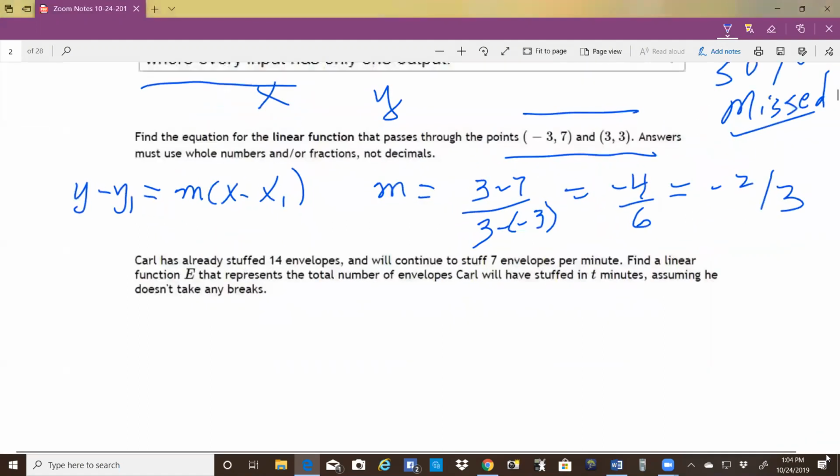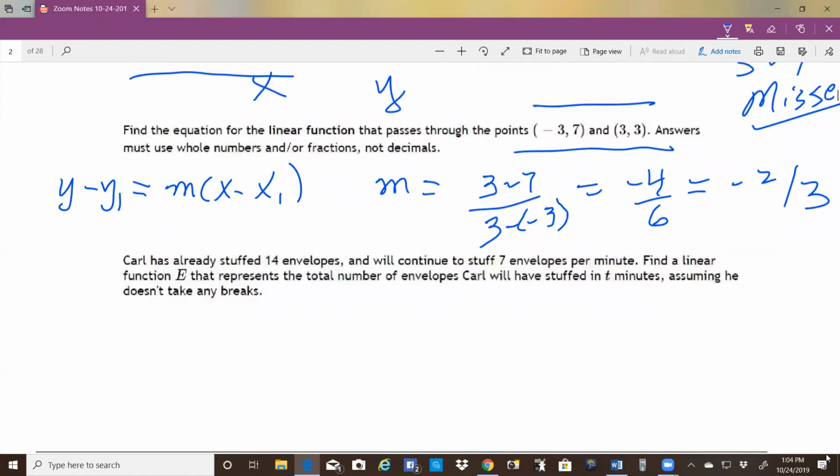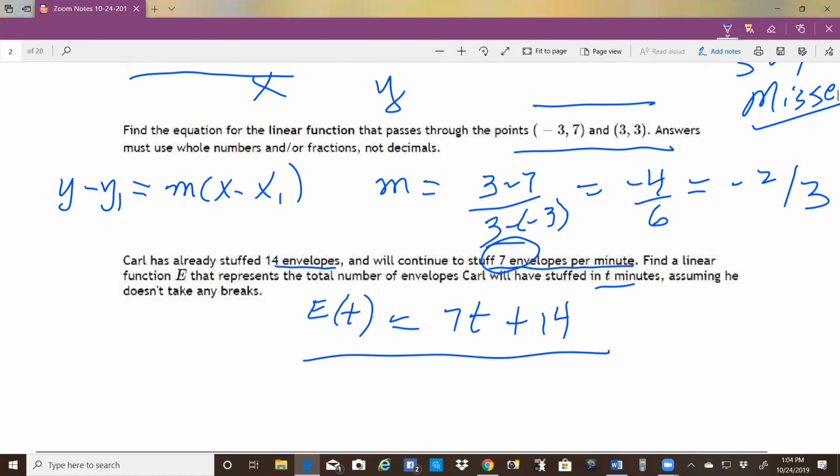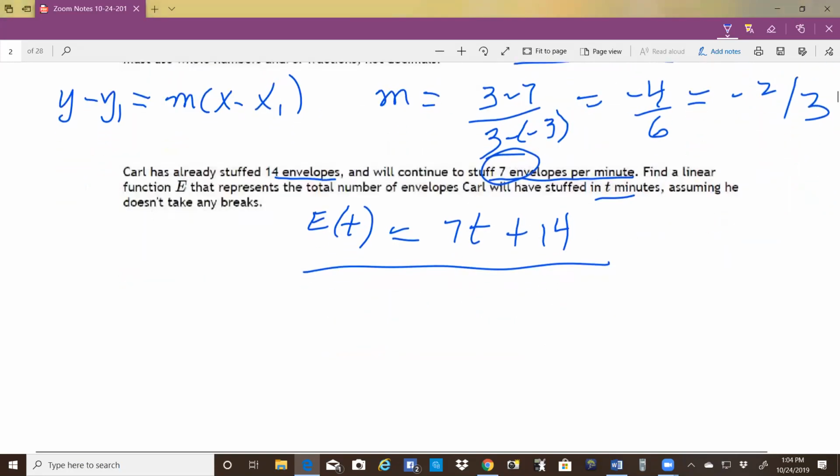Another simple linear problem about a guy stuffing envelopes. He already had stuffed 14, so that's what he had when he started. And he'll continue to stuff 7 every minute. Find a linear function e of t that represents the total number of envelopes he'll have stuffed in t minutes. Well, that's just going to be 7 times t plus how much he started with. And that's the simple answer. And I'm afraid that a number of students missed that one.